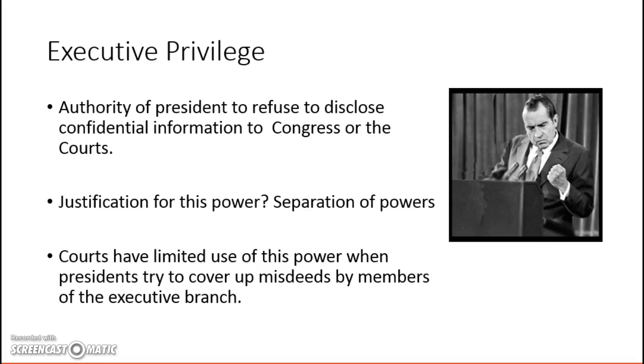An example of this is when Bill Clinton tried to prevent White House aides from testifying before Special Prosecutor Kenneth Starr during the Monica Lewinsky scandal. Remember, he was accused of having extramarital relations with Lewinsky, who was a White House aide, and the courts compelled those aides to testify. In general, executive privilege, where there's a clear issue of separation of powers, has been allowed. It is limited when presidents have tried to prevent the revelation or have tried to cover up misdeeds by members of the executive branch.